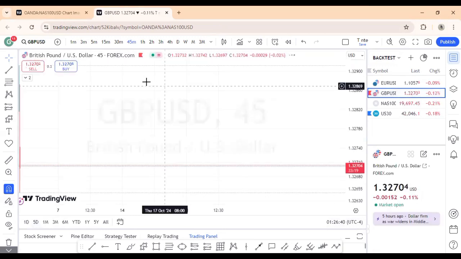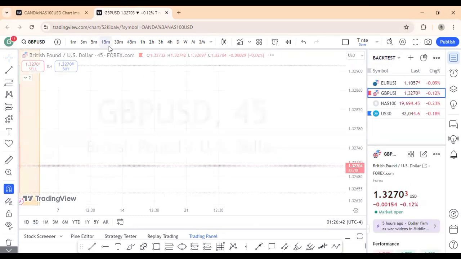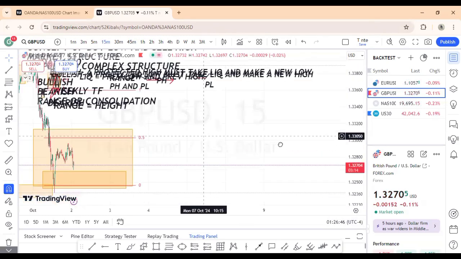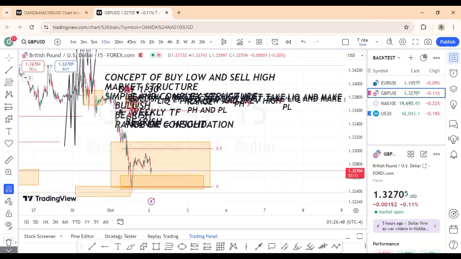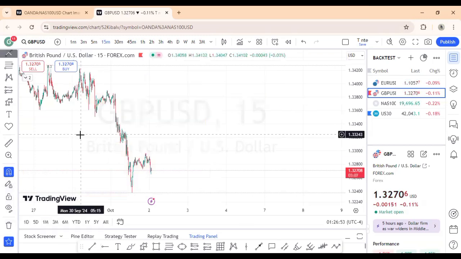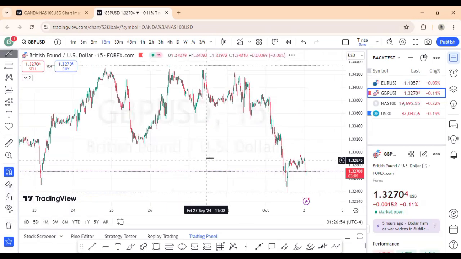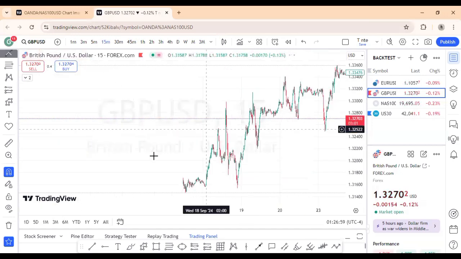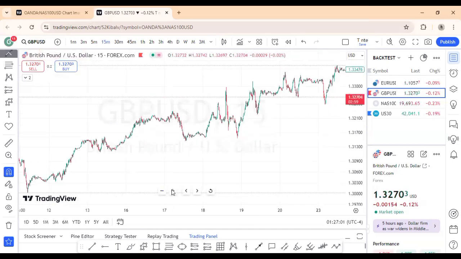I want to use examples a lot this time around, so you guys can get the picture. So I'll go to the 15 minutes time frame. I use this today. So let us just take off with the drawings. All right, so what do we see here? Well, let's start from here.